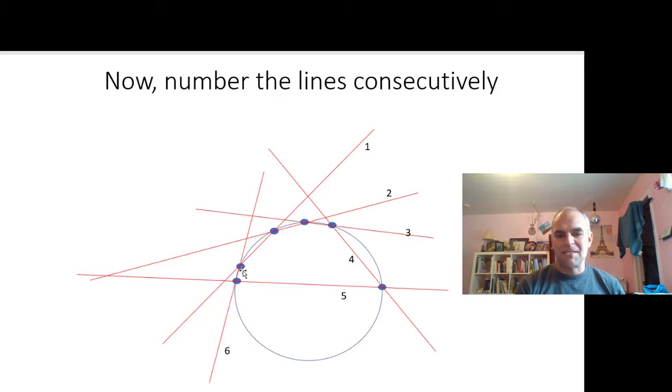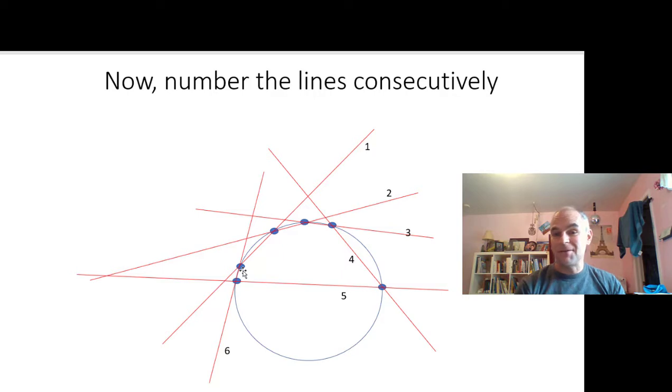And then 6 and 1 are adjacent to each other. So hopefully the numbering makes sense. This is really important that you number them correctly. If you don't number them consecutively in this fashion, then you won't get the result we're looking for. They have to be numbered this way.